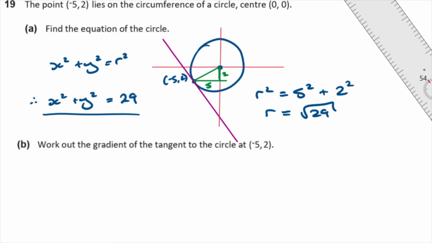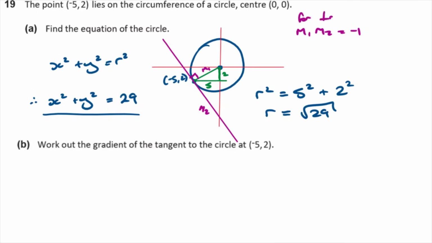Okay, now how am I going to find the gradient of that line? Well, we know that the tangent of a circle is always at right angles to the radius drawn at the point of contact. So I know that if this was the gradient m1, and this was m2, then m2 would be -1 over m1, wouldn't it? I know that because m1 times m2 is always -1 for perpendicular lines, isn't it?